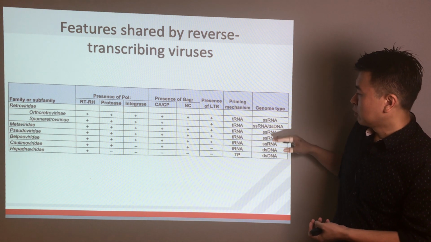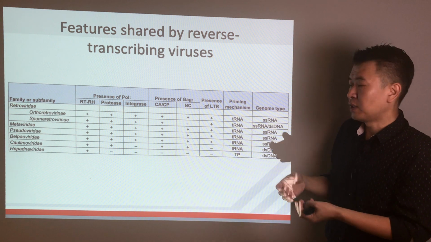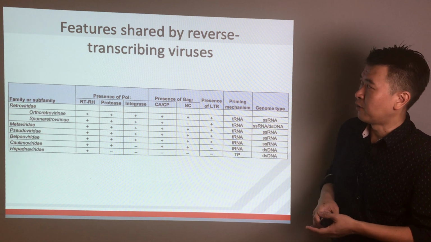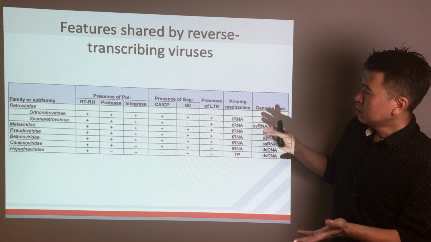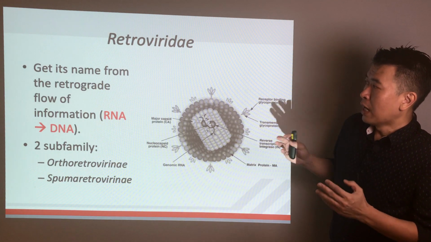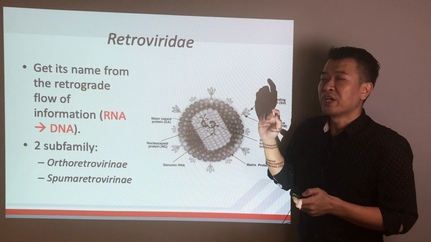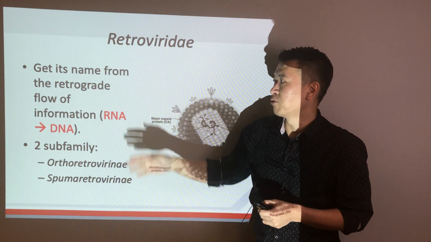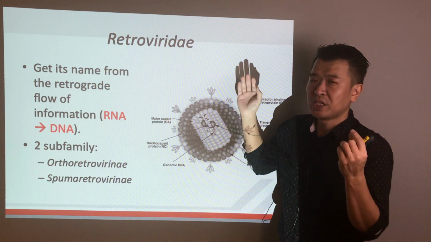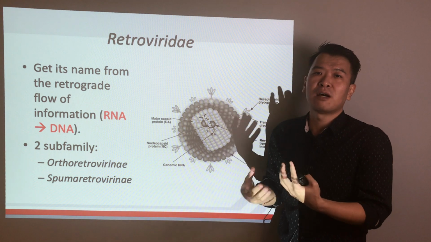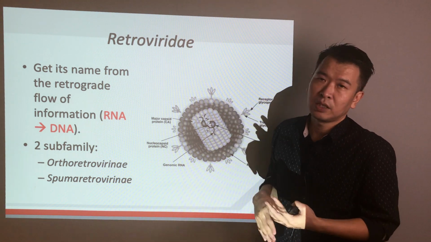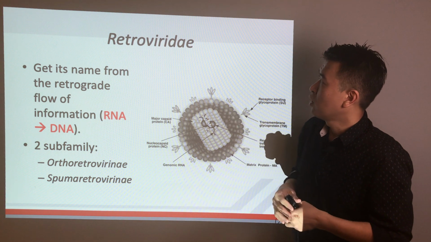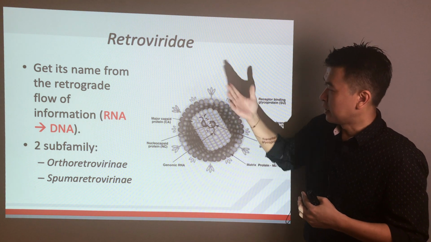All right. So it's mainly just a type of the genome for the virus. Now we're going to focus on the Retroviridae. The Retroviridae gets its name from the retrograde of information, and this is when the viruses were first being identified. So they give the name of a retrovirus, and that's how it got its name.